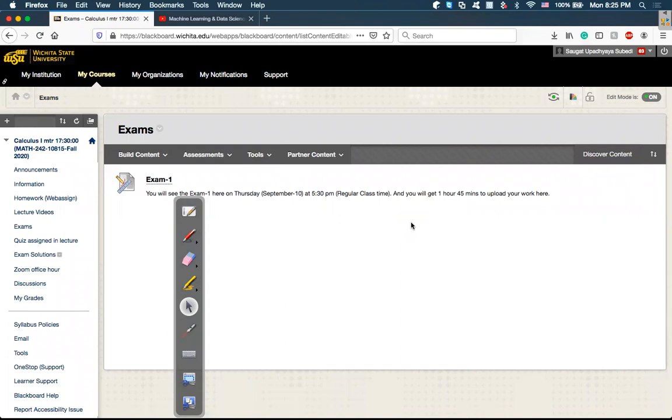If you want to print that exam and write on it, that's fine. Or if you want to write your answers on a different sheet of paper, that's fine, as long as you show me your work in numerical order. But you have to upload your work in PDF file format.